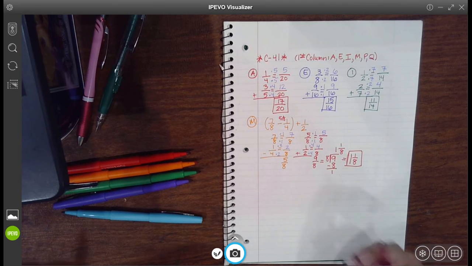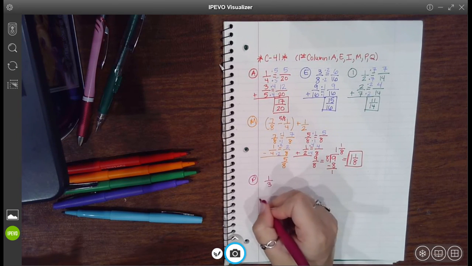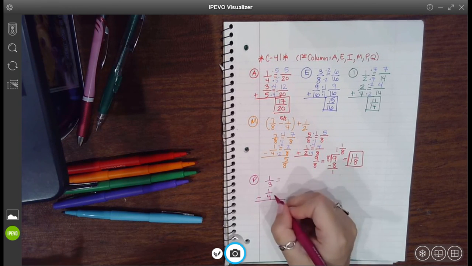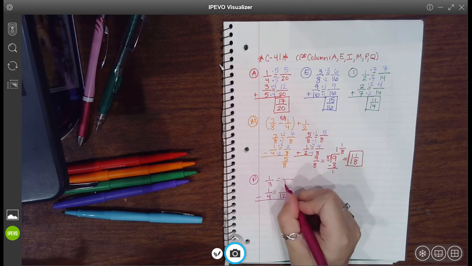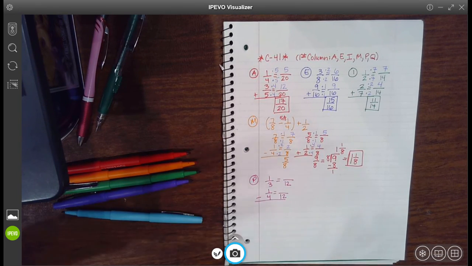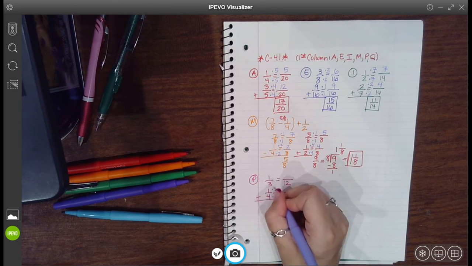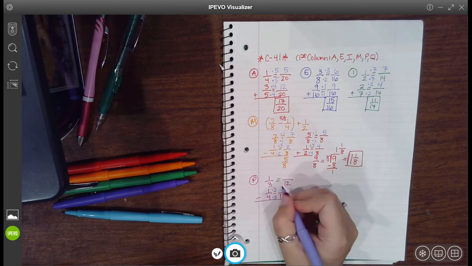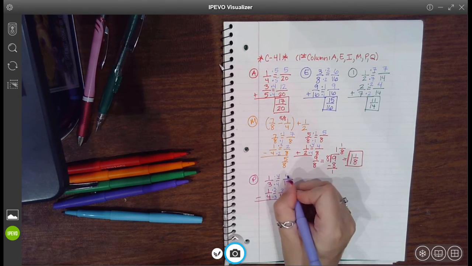Okay, so this was P. Let's go ahead and label that. And we said it's 1/3 minus 1/4. Well, what can 3 and 4 both become? They both can become 12. 4 times what is 12? 3. So 1 times 3 is 3. 3 times what is 12? 4. So 1 times 4 is 4.